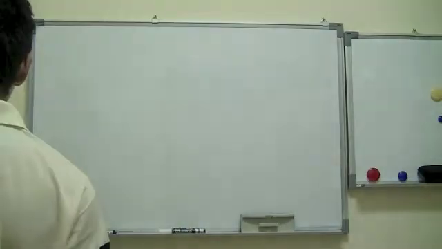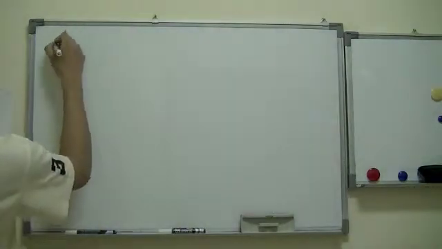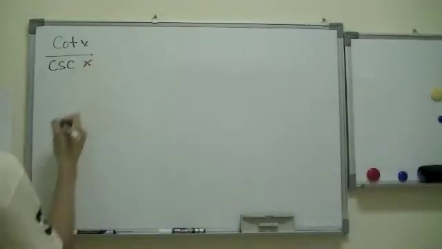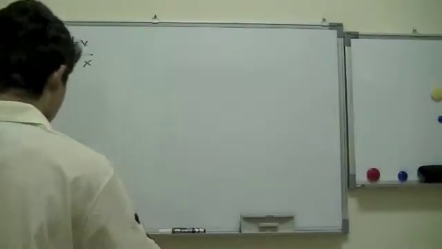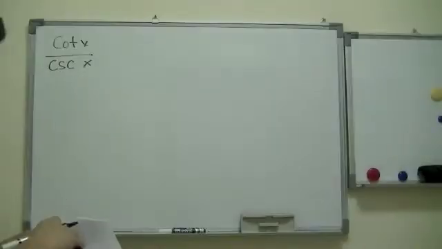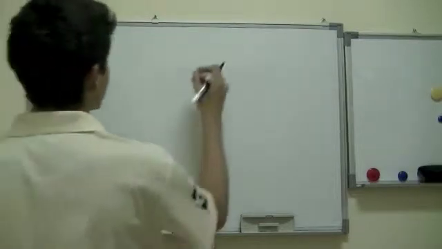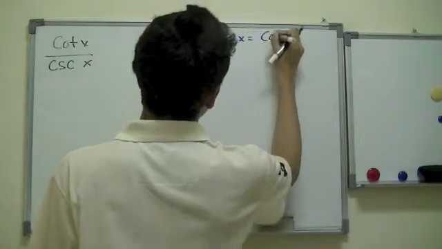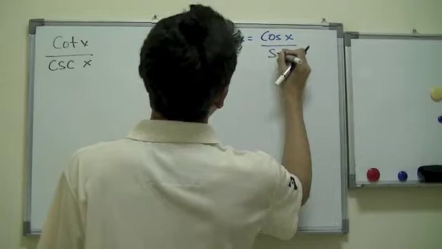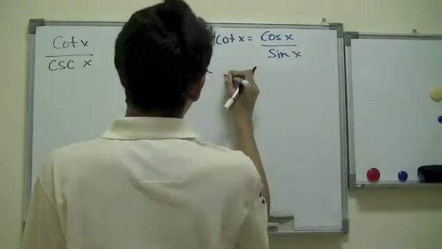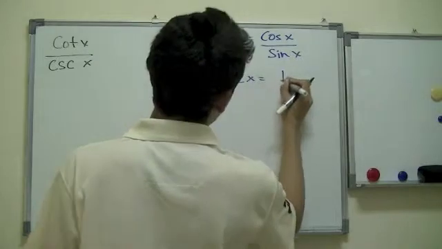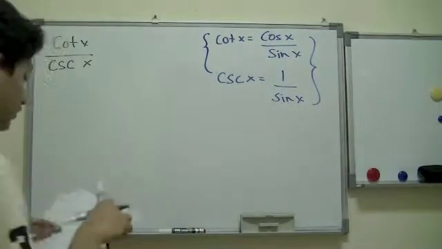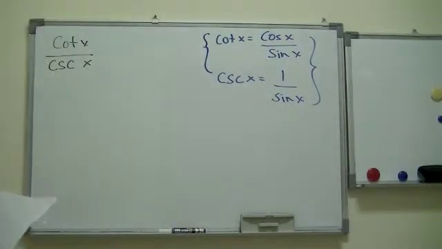Let's take this problem, which says cotangent of x divided by cosecant of x. Just as a reminder, since this is a new concept that we are first using, the cotangent of x yields cosine of x over sine of x, and the cosecant of x yields 1 over sine of x. I wanted to bring that up because you'll be using it here.